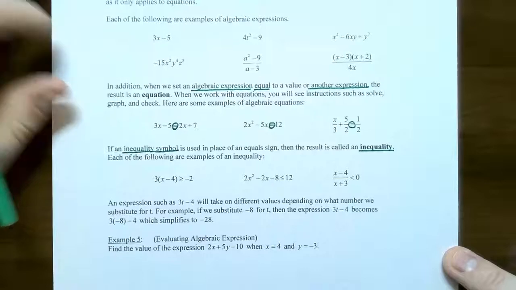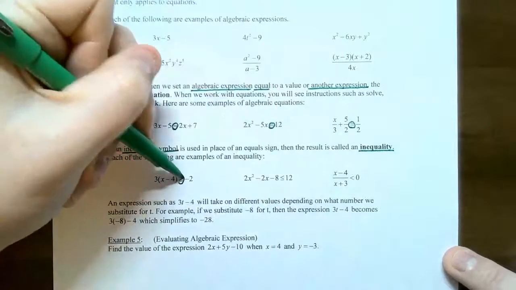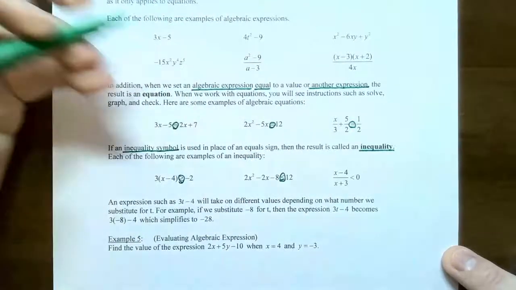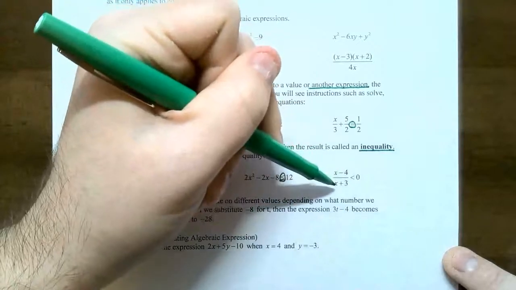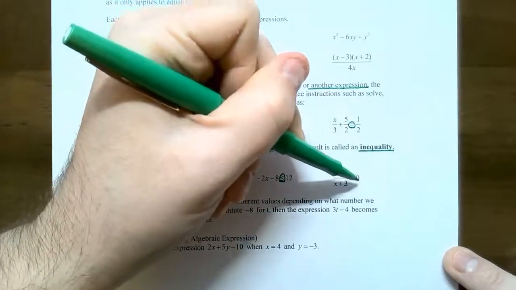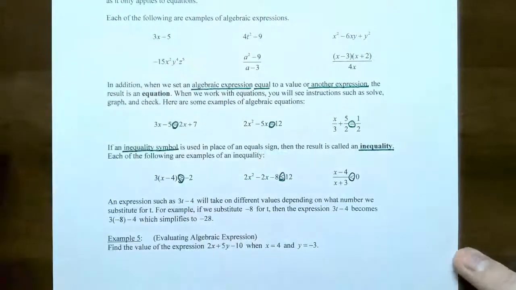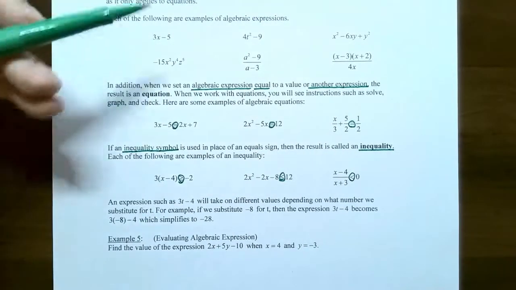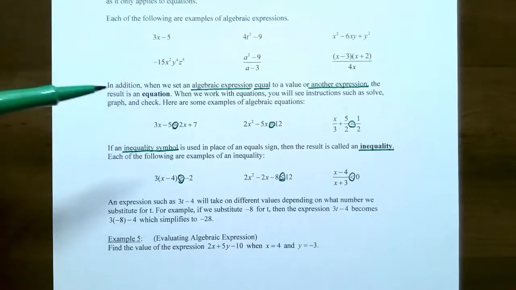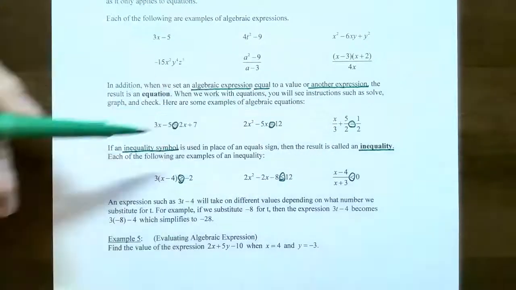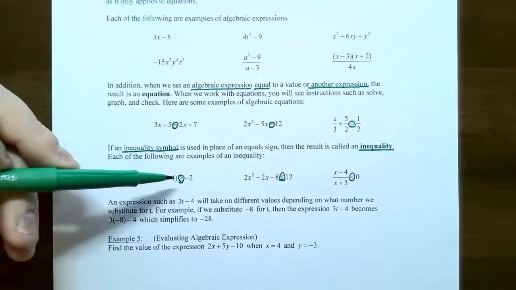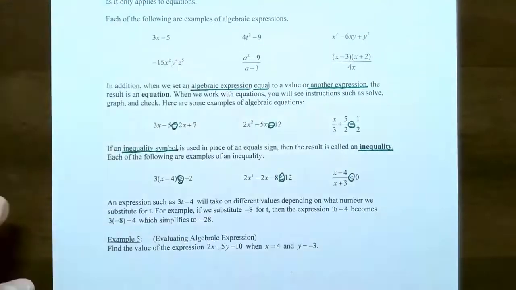So you have an inequality symbol that makes it an inequality. And then x minus 4 divided by x plus 3 is less than 0. You have an inequality symbol. So each of these three are inequalities. So there's a difference between expressions, there's a difference between equations because they have equals, and there's a difference between inequalities where you have inequality symbols between expressions.